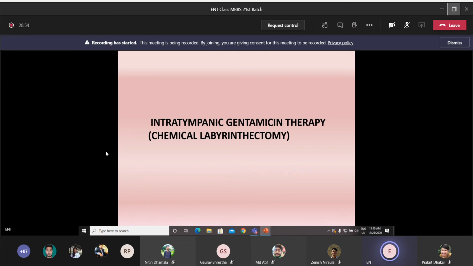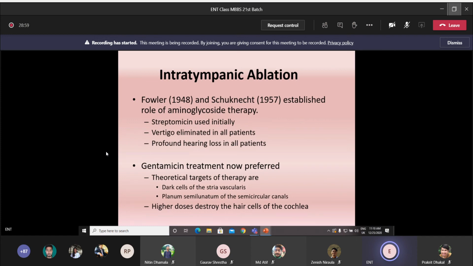This is also known as chemical labyrinthectomy. Initially, Flowers and Shipnet had established that aminoglycoside therapy is helpful in case of Meniere's disease. So they tried with streptomycin, and the vertigo was eliminated. I mean, the vertigo disappeared in all cases, but it had a profound side effect of hearing loss in all patients. So this is not used. And now the gentamicin treatment is preferred.